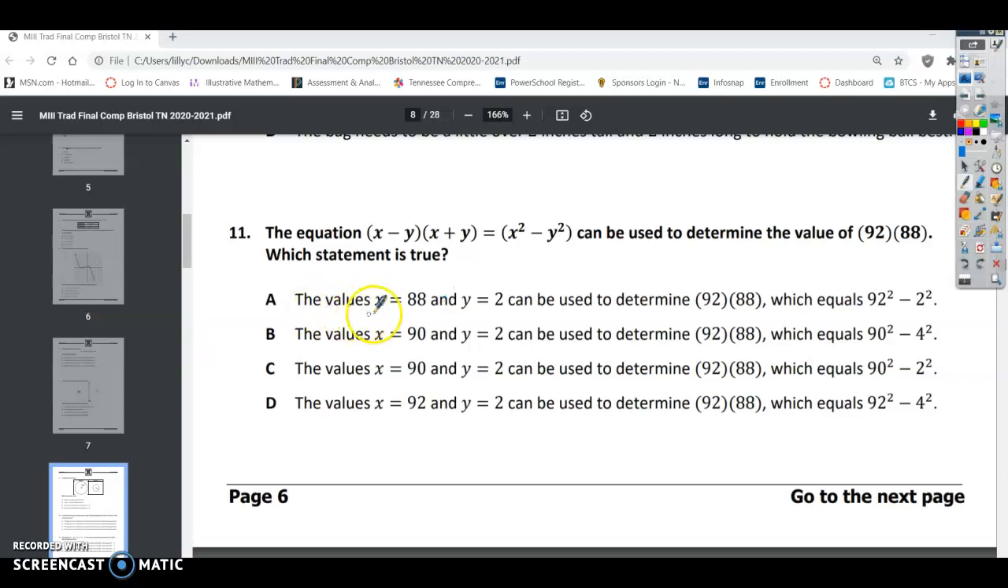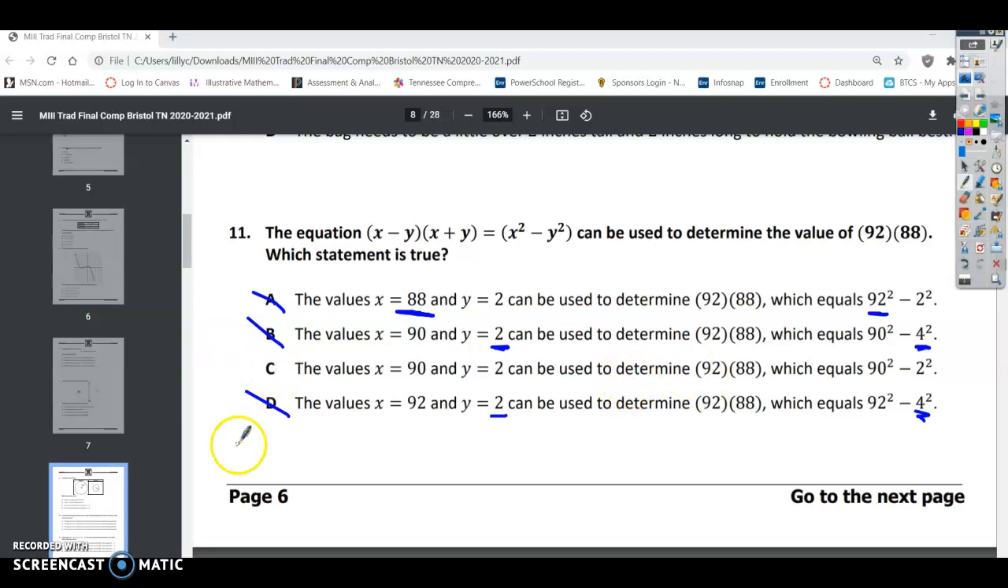first of all, A says the value x equals 88 and y equals 2, which equals this. Okay, so these aren't even the same. So I'm going to say this is probably not the right answer. Same thing with B. This does not match this value. The value x equals 90 and y equals 2. That one looks okay. And the value of 92 and 2, again, this one's not even the same. So I'm going to check number C to see if this works.